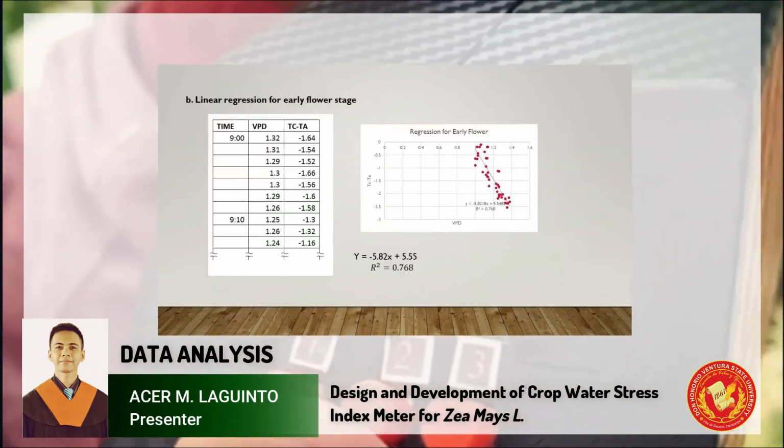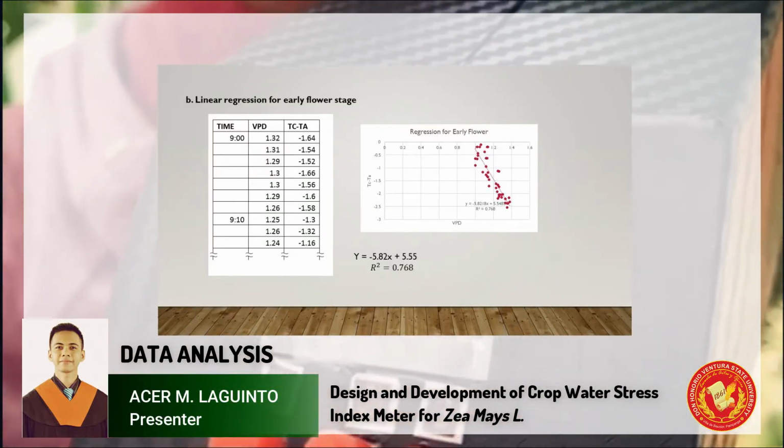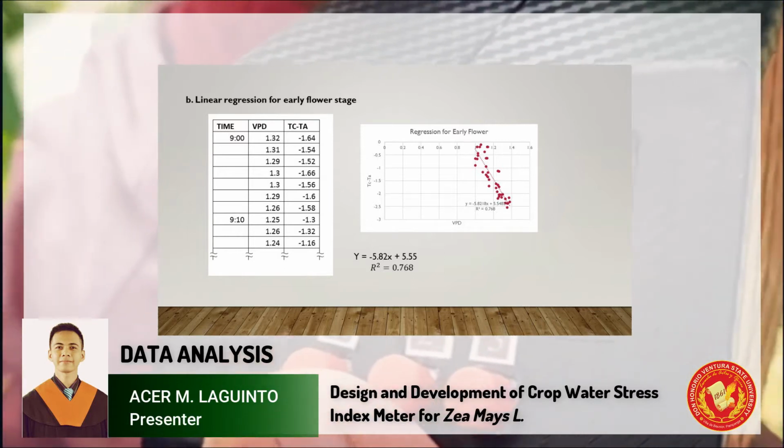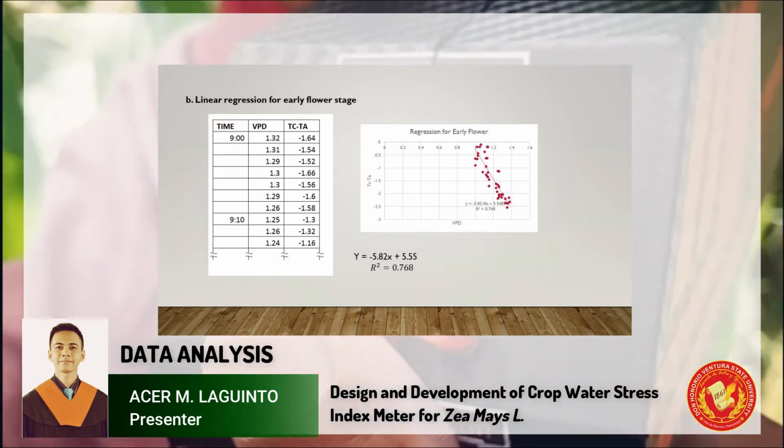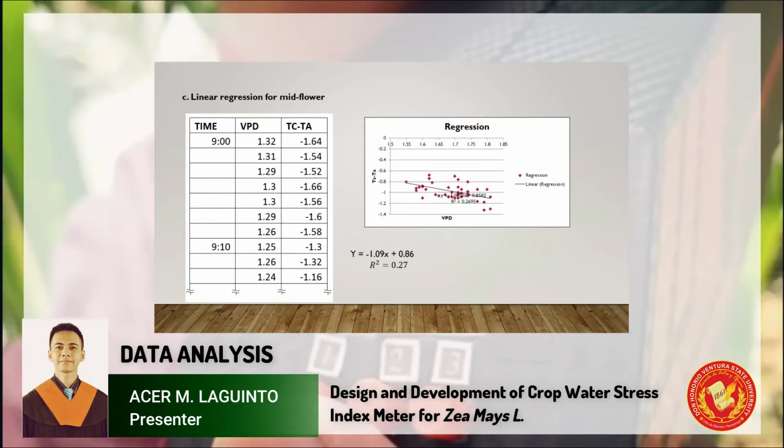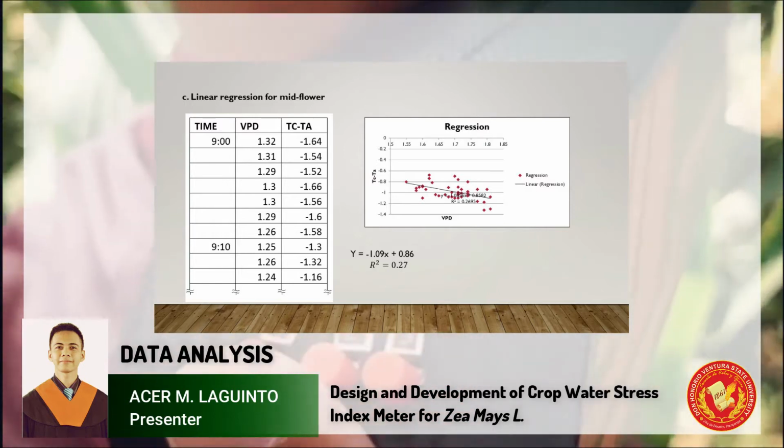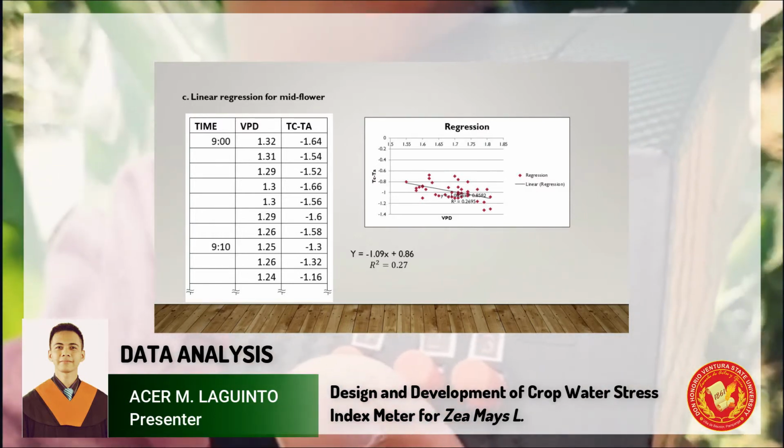As we see for early vegetation, we have 0.43 of coefficient of determination with the following equation: 0.77 for early flower, and 0.27 for mid-flower.